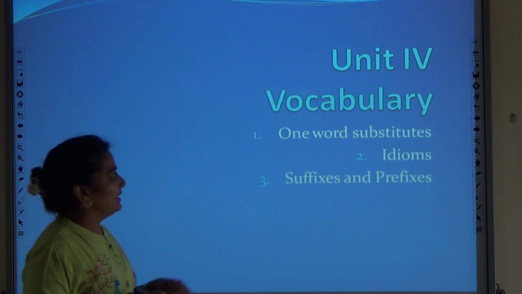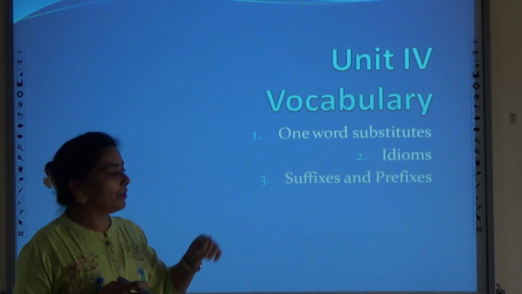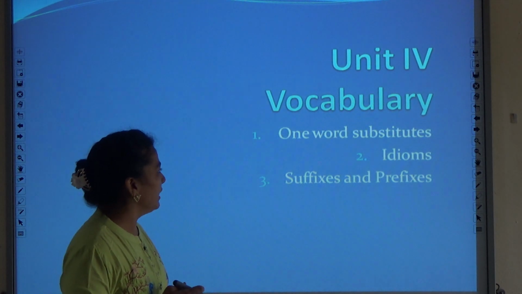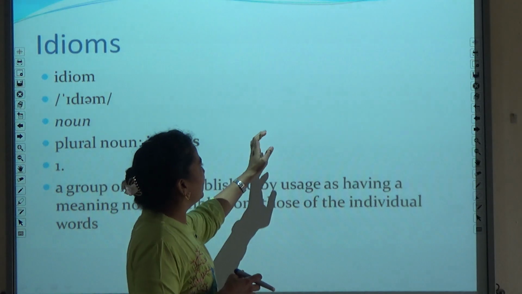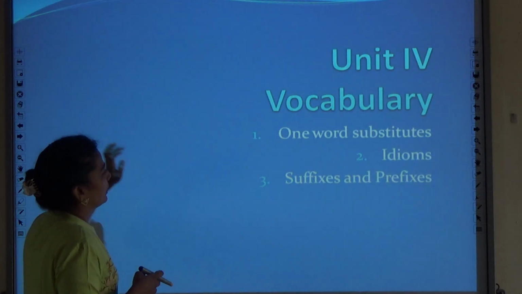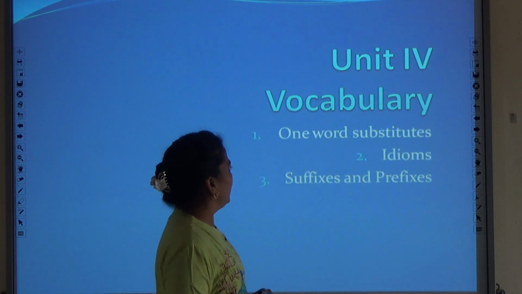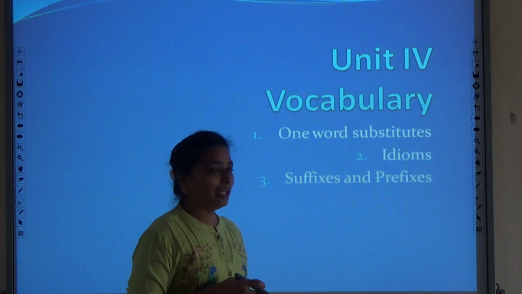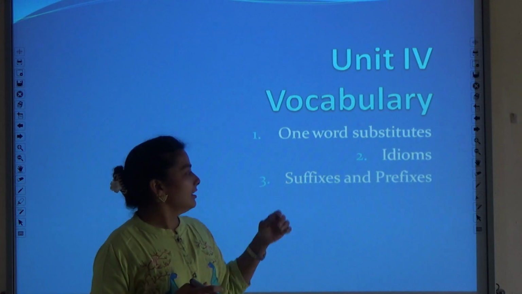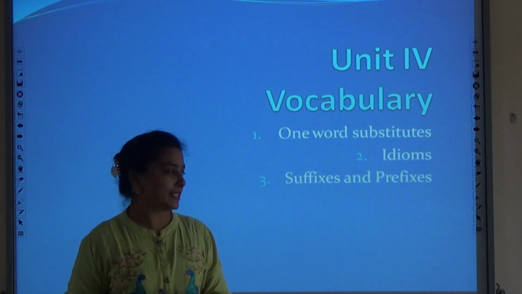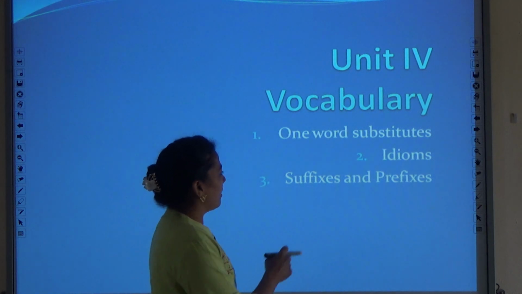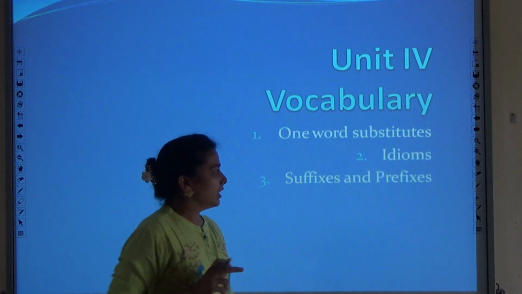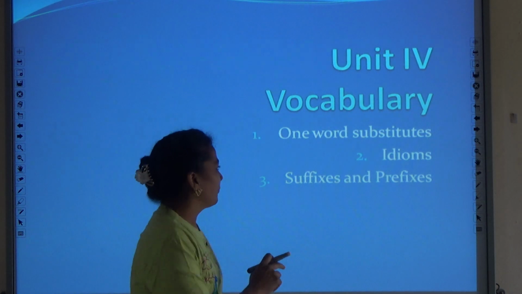Okay, so this one is your unit number 4 as per our syllabus of compulsory English SYBA, and these are going to be the 3 sub-units in your syllabus. First one is one-word substitutes, second is going to be idioms, and third suffixes and prefixes. So today I am going to discuss the 4.2 idioms, this unit.